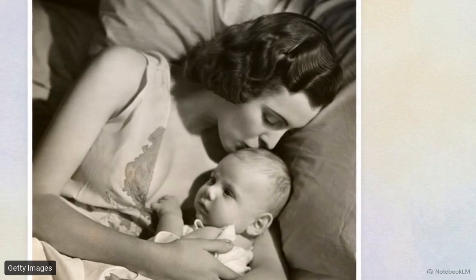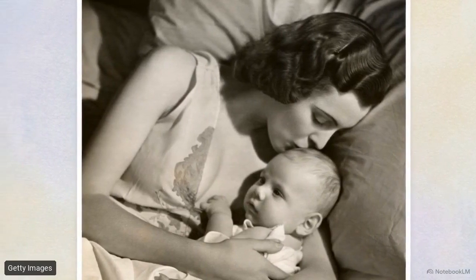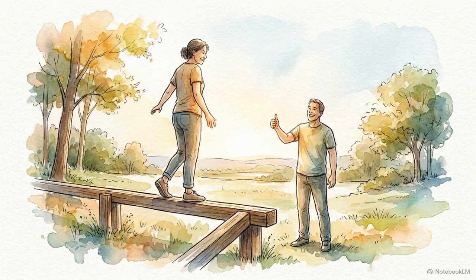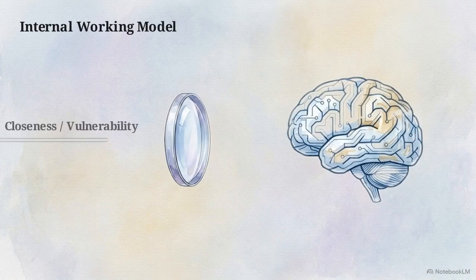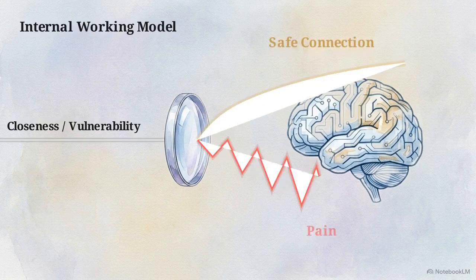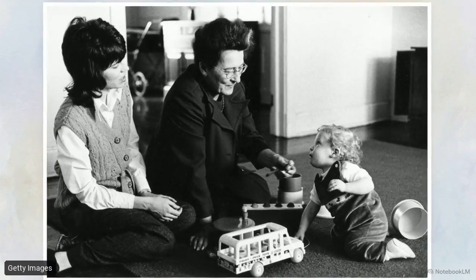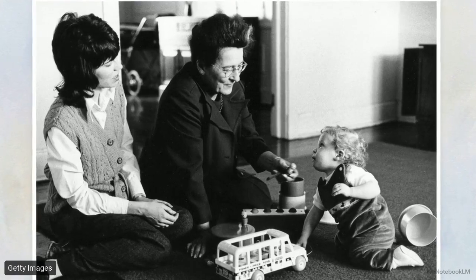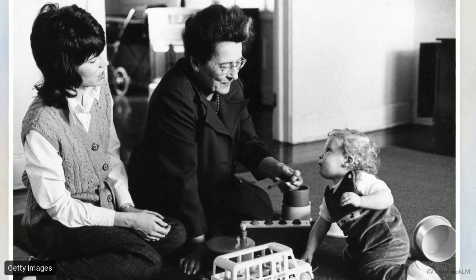Human beings are biologically wired to seek proximity to a caregiver. This bond ensures our physical survival, while also providing the emotional regulation and sense of safety required to navigate the world. This initial template becomes a permanent lens. It teaches a developing brain whether closeness leads to connection or whether vulnerability leads to pain. In the 1970s, Bowlby's colleague, psychologist Mary Ainsworth, designed an experiment to make these invisible blueprints visible. She called it the strange situation.